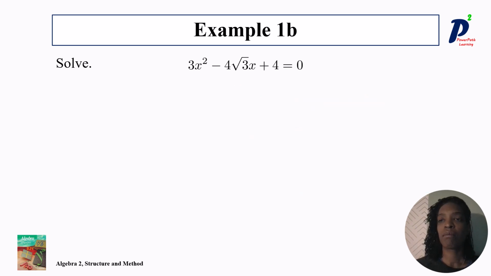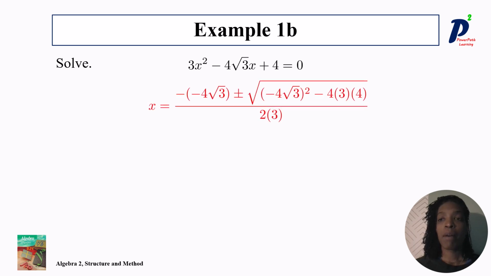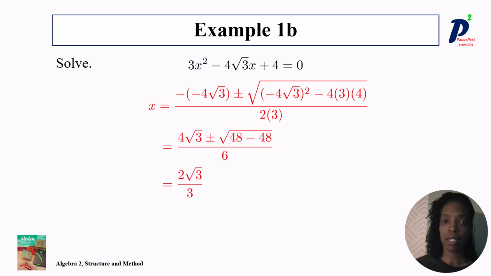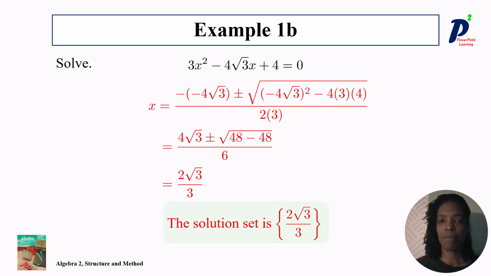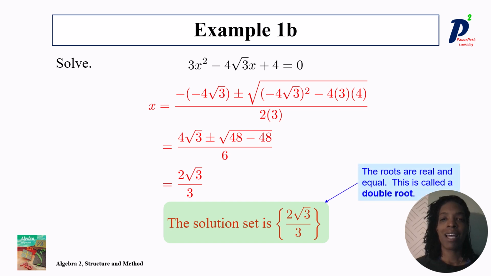Let's try another. Now, feel free to give this one a try on your own, and I'm going to start now. I'm going to find my values of a, b, and c and plug them into my quadratic formula. I need to simplify, again, using the correct order of operations, and I get 2 root 3 over 3. Now, the square root of 48 minus 48, it's 0. So I basically have two solutions that are the same thing. Okay, 2 root 3 over 3. This is called a double root.